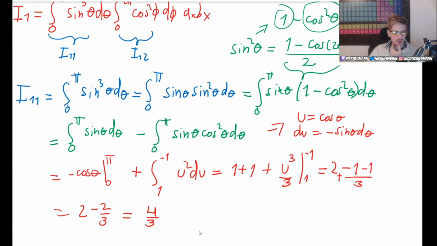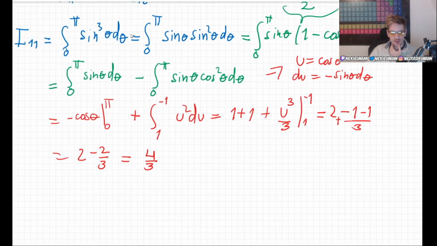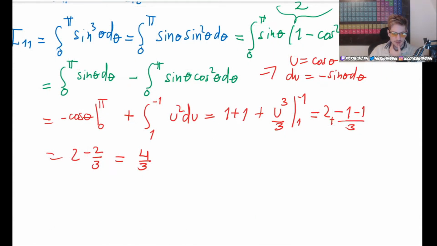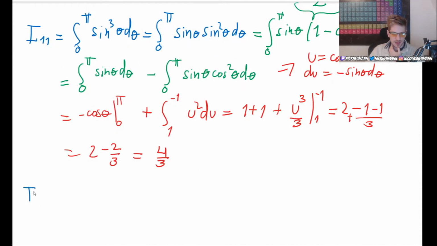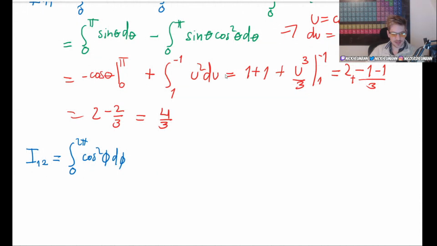What is the integral I1,2? Now it is that one, just so that you remember. So I1,2, what was it? Let me move a little bit to the side, there we go. So I1,2, this was the integral from 0 to 2 pi of, I think it was cosine squared of phi d phi. Let me double check. Yes, it was cosine squared. Okay, that's great. So here it's going to be a lot faster.